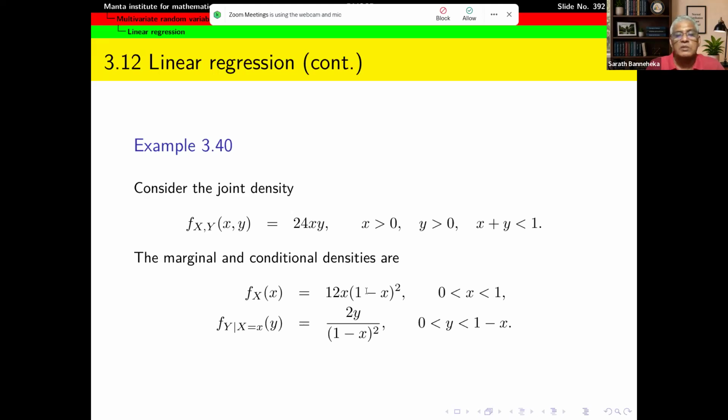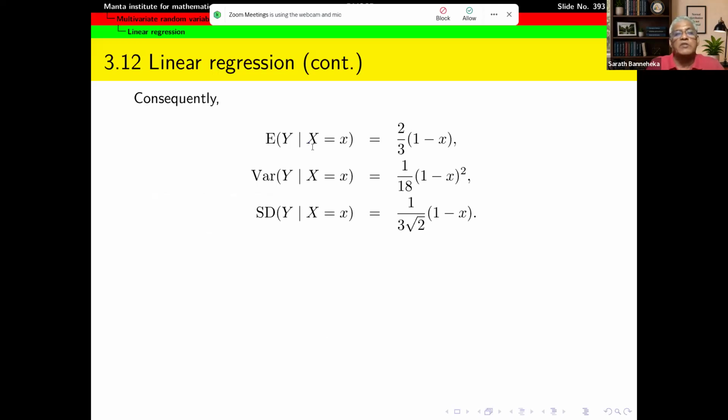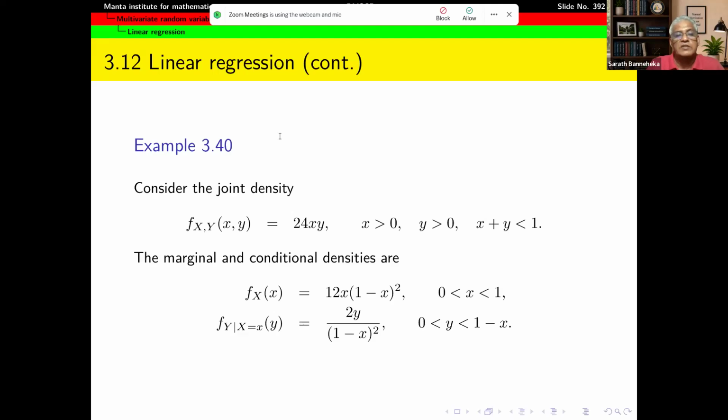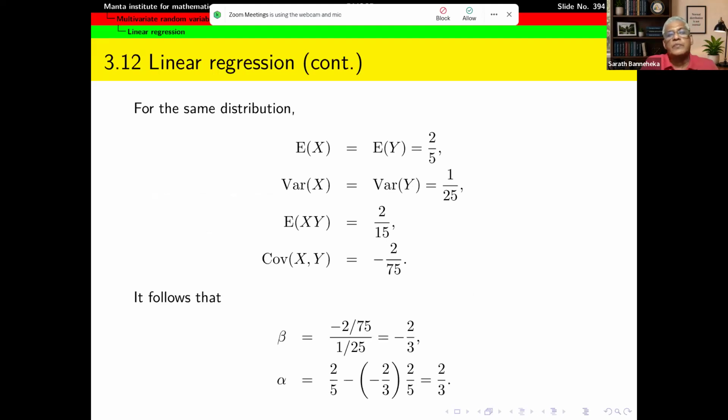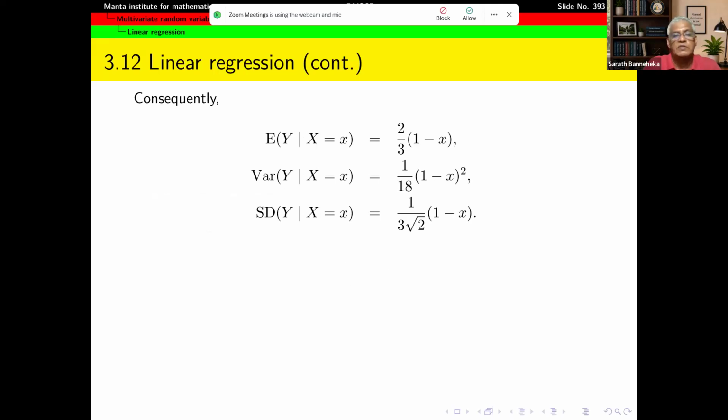This is a beta distribution, and this is also a beta distribution. This is the conditional distribution. So therefore, expected value of y given x, we can easily obtain from this expression, considering x as fixed, and then variance and standard deviation of y, like these expressions. And therefore, for the same distribution, we can also find out expected value of x, variance of x, expected value of x times y, and covariance, right?